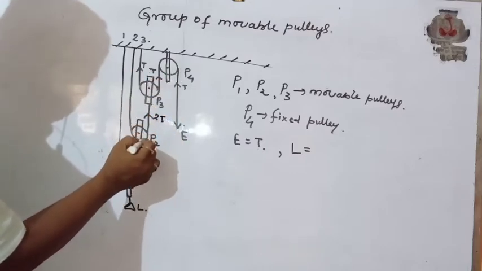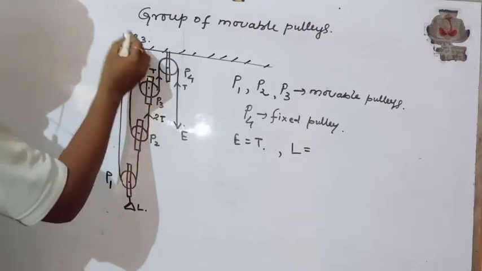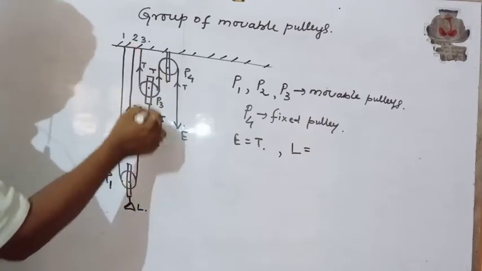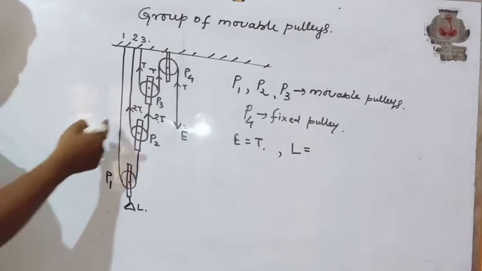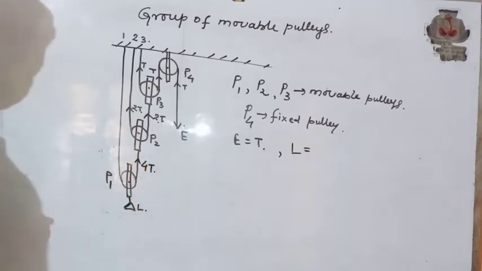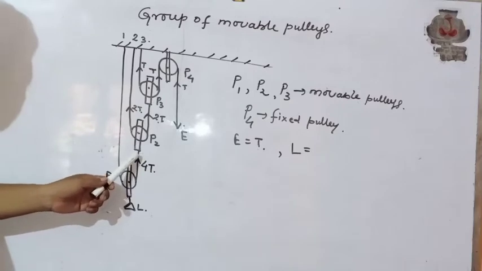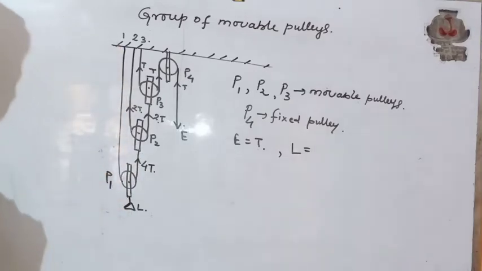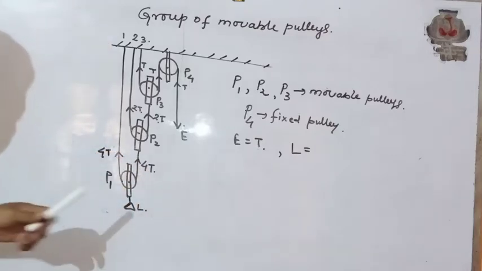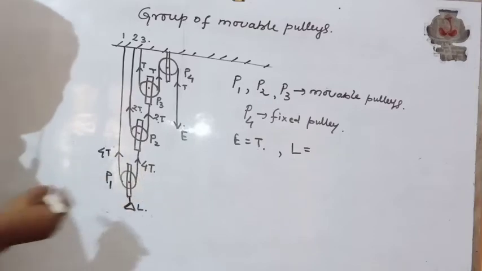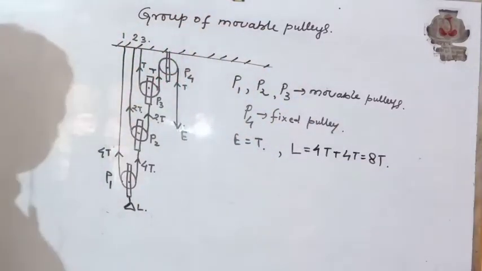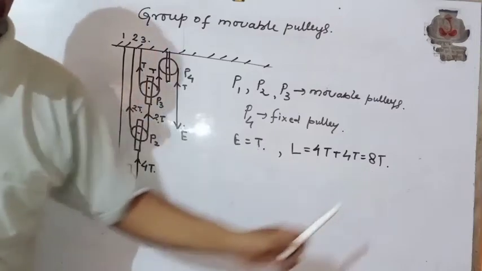Since this tension is in string 2, this is 2T, and this will also be 2T because it is the same string. Now these two segments, 2T and 2T, will give the tension 4T over here. So 4T is the tension in the right segment of the first string. The left segment will also get 4T. So the total load, which is supported by the tension, equals 4T plus 4T, that is equal to 8T. So effort equals T and load equals 8T.